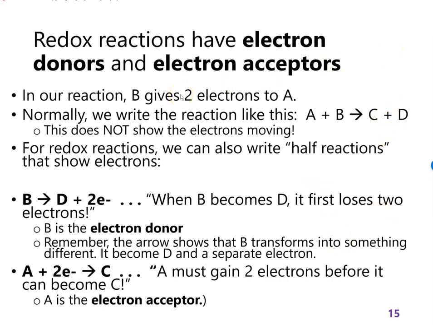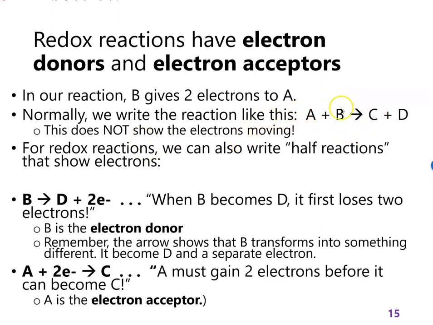Now, since one of them donates electrons to the other, that gives us the terminology of electron donors and electron acceptors. And that's the terminology I'm going to use in this course. So if you're used to hearing reductions and oxidations, we're not going to go there. We're going to talk about electron donors and electron acceptors. So again, this is our reaction, but this could be a redox reaction and we couldn't tell from the way it's written. So in a redox reaction, electrons would go from B to A, but we can't see that.